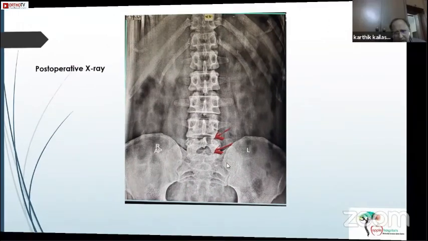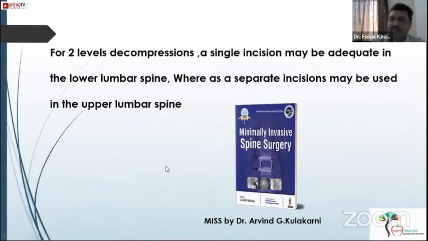Yeah. We got this inspiration from our secretary, Dr. Arvind Kulkarni. In his book, Minimally Invasive Spine Surgery, he mentioned that for two-level decompressions, a single-level incision may be adequate for the lower lumbar spine, whereas a separate incision may be used in the upper lumbar spine.